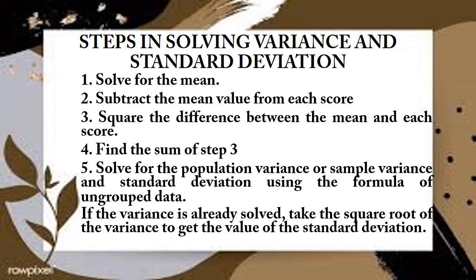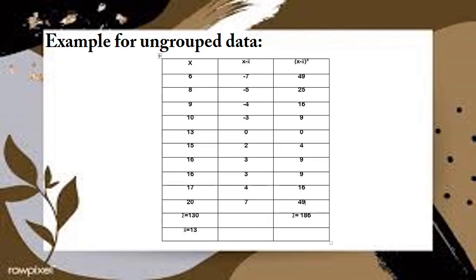And if the variance is already solved, take the square root of the variance to get the value of the standard deviation. So if the given data already has the variance, then we don't need to get the mean or subtract the mean. We just take the square root of the variance, and that's our standard deviation. That would be very easy if the table has already given the variance.